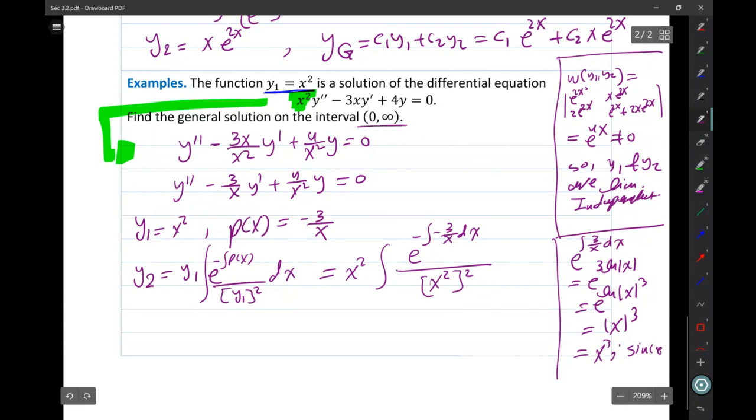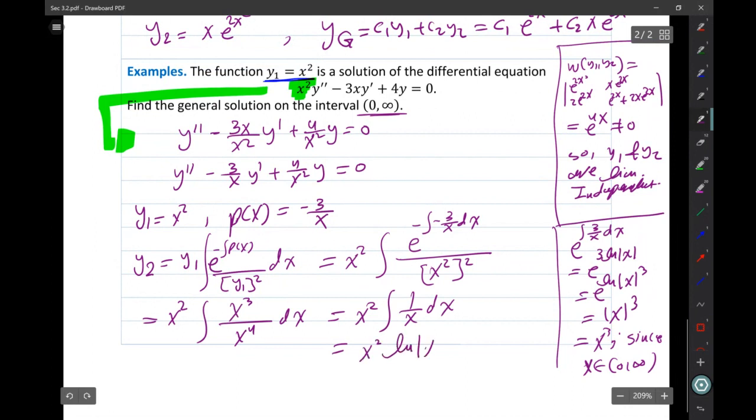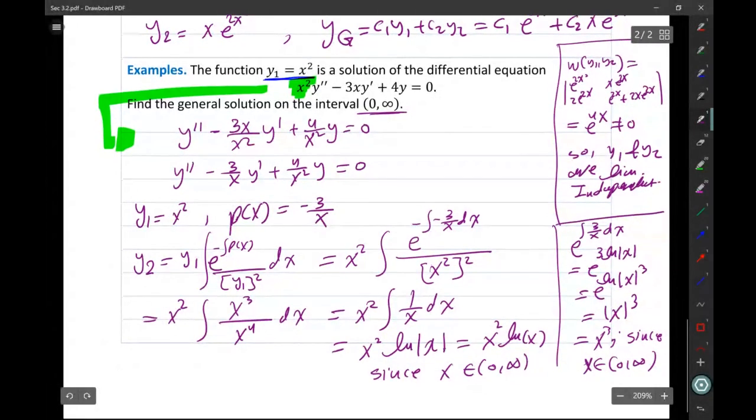Since the values of x are from 0 to infinity, there are no negative values here, and in this interval the absolute value of x is the same as the value of x itself. Continue here. This becomes x square integral x cube divided by x to the power 4 dx, which is x square integral 1 by x dx, which is equal to x square times ln absolute x. And this also becomes x square ln x, for the same reason, since x belongs to the interval 0 to infinity.